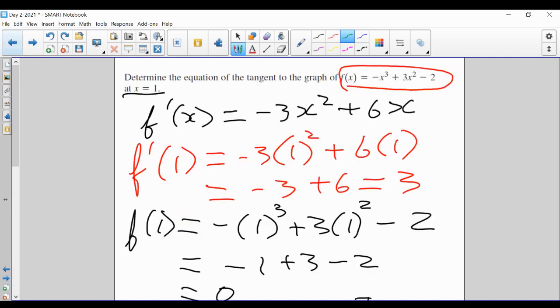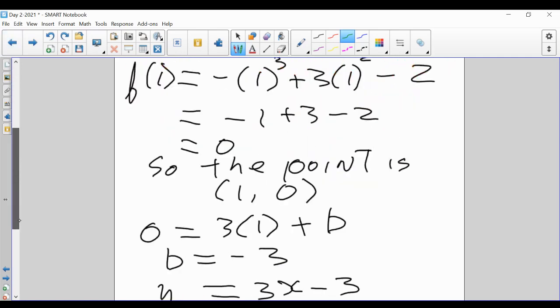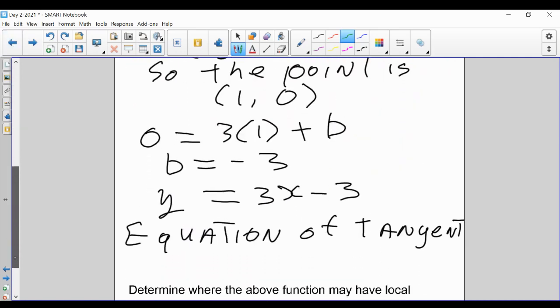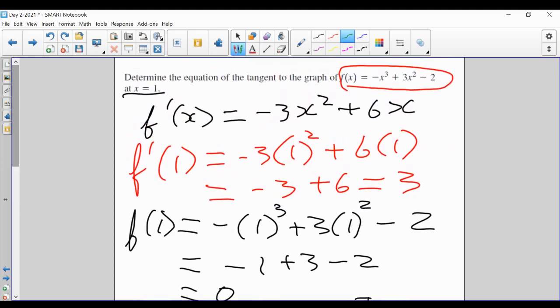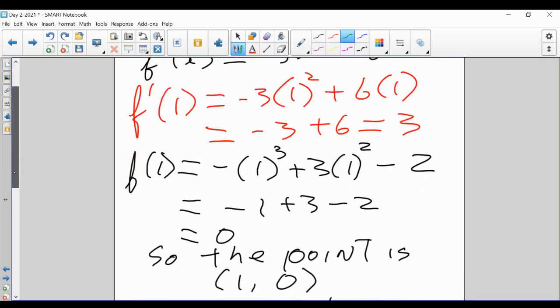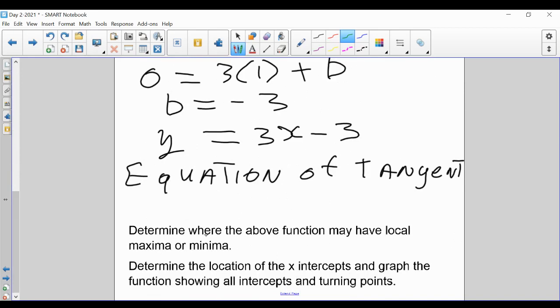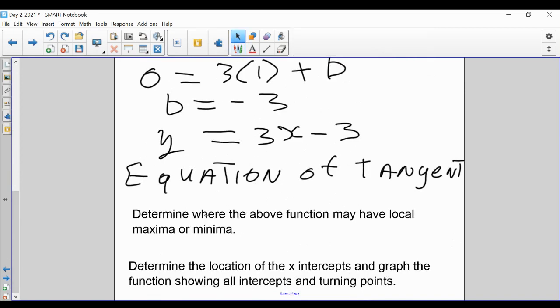So let's see if we can use that in this case. Remember what the derivative was? Here's my derivative, minus 3x squared plus 6x. That's what we said the derivative is. So I'm going to write that derivative down again: minus 3x squared plus 6x. So we're trying to answer this question now.